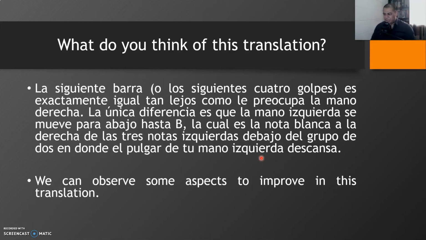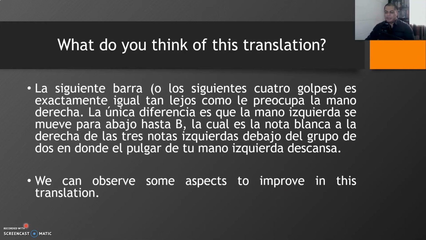4 hits, 4 golpes. Le preocupa la mano derecha. Did somebody hurt themselves? La mano izquierda se mueve para abajo hasta B. What does it mean, right? La cual es la nota blanca a la derecha de las 3 notas izquierdas. It's kind of confusing. There are aspects that we can improve in this translation.